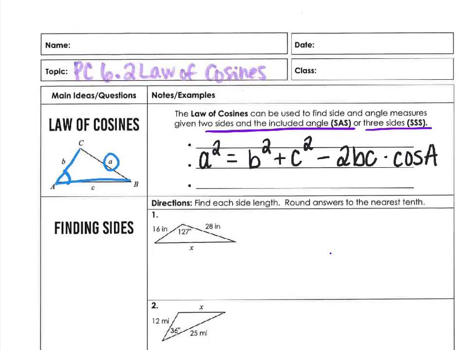Sometimes you are asked to solve for the angle. There may be a time where you have all three sides and you're asked to solve for the angle. So you always want to make sure that the side you square is the side opposite whatever angle you're looking for. We'll do some examples where this happens. All you do is set this up and put it into your calculator. Order of operations will matter here: you have to do the multiplication together and then subtract.